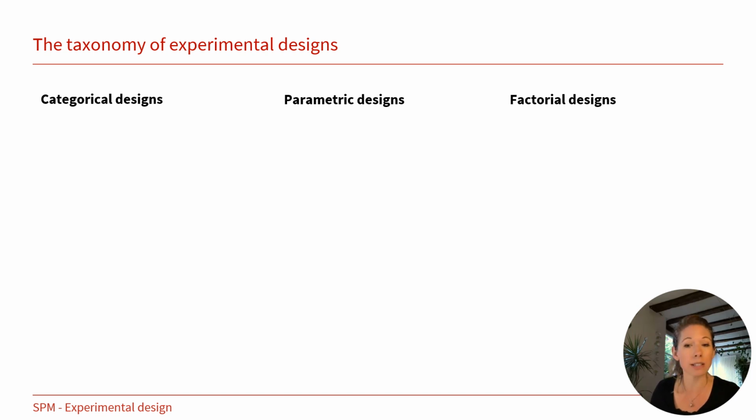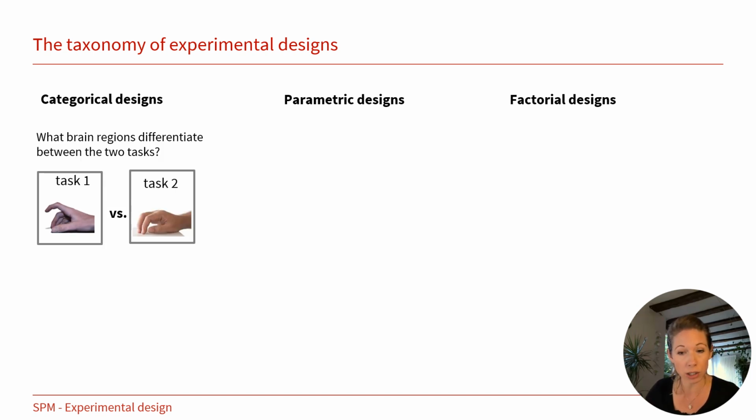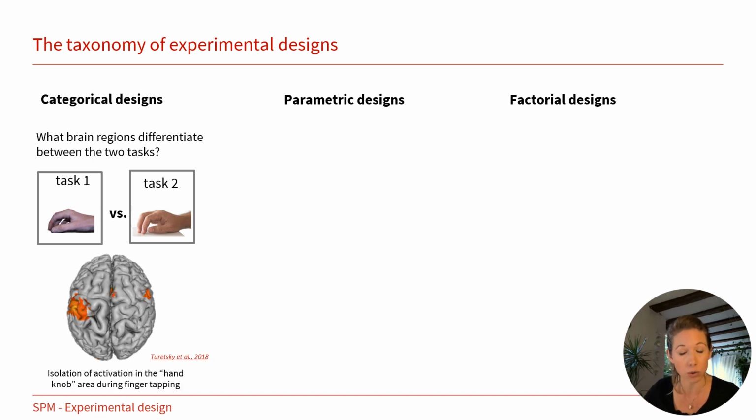For categorical designs, we just compare two conditions, one of which contains the process of interest, for instance, finger tapping versus rest, and you are hopefully isolating those brain regions which are serving this specific cognitive process.